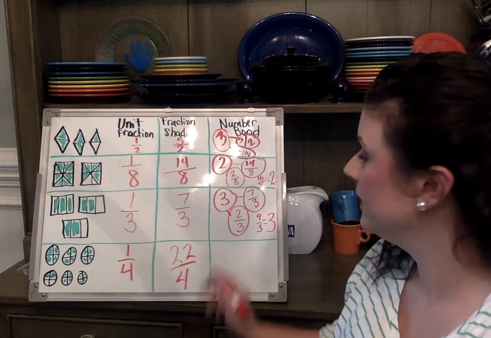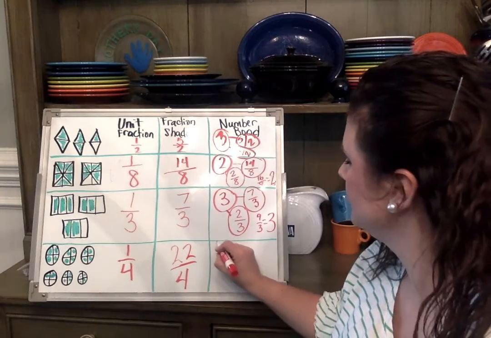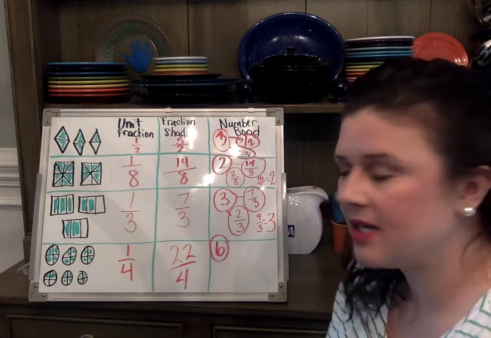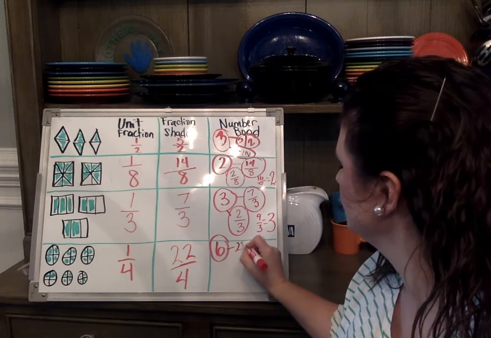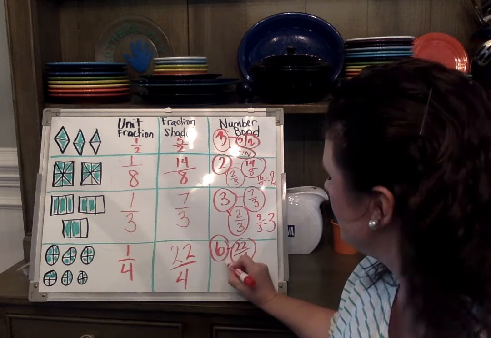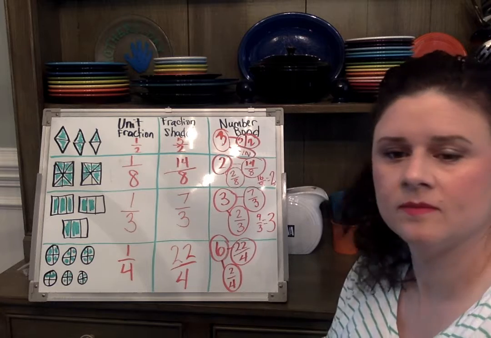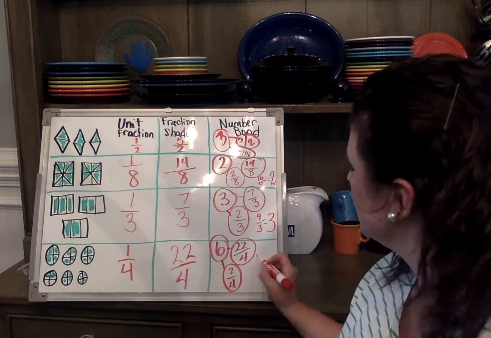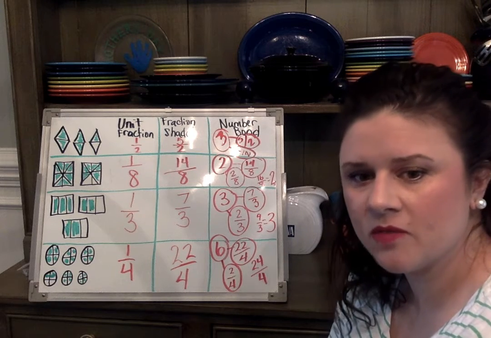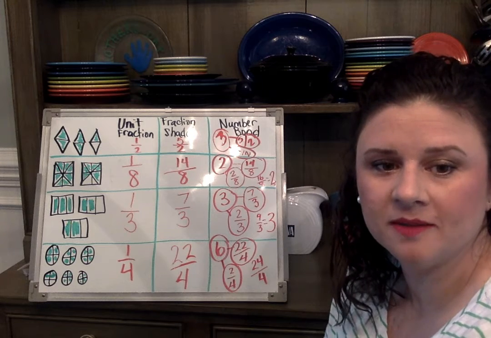Now I'm going to go over here and do my number bond. What is the whole here? How many wholes? 6 wholes. How many are shaded? 22/4. How many are not shaded? 22 plus 2 is 24/4. And 24/4 would be the same as 6 whole.